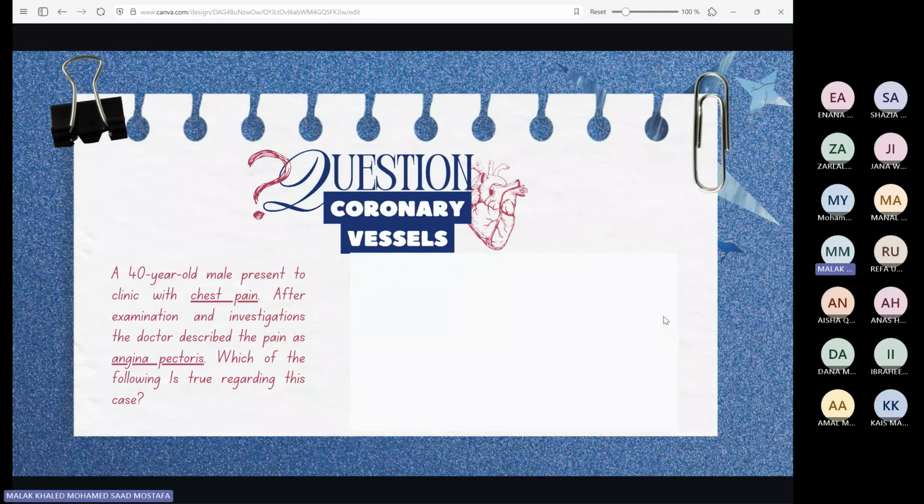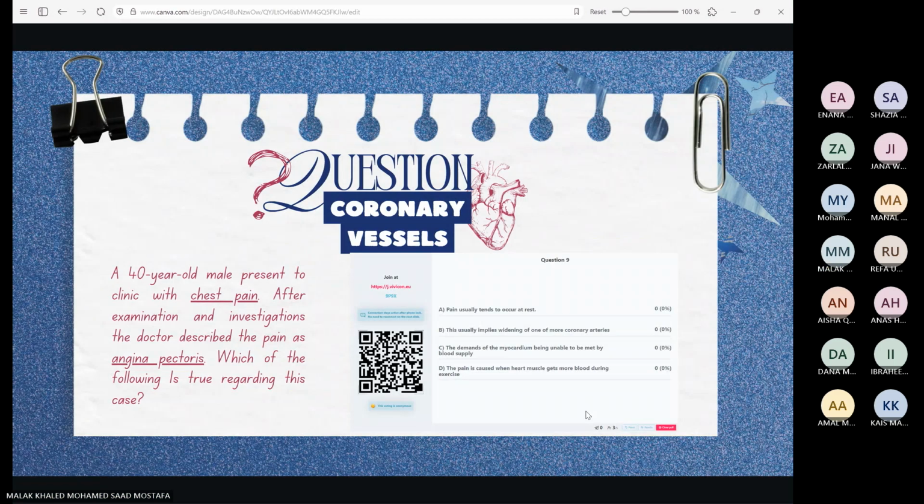One last question about coronary vessels, I believe, and then you will be off with internal anatomy. So a 40-year-old man presents to the clinic with chest pain. After examination and investigation, the doctor described the pain as angina pectoris. Which of the following is true regarding this case? I've helped you guys out a bit with underlining the key words.